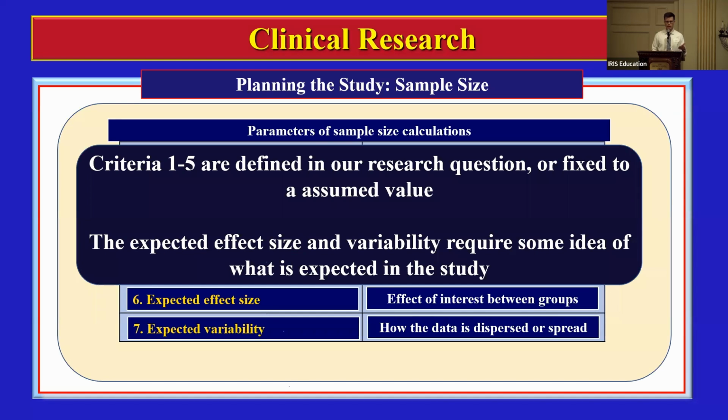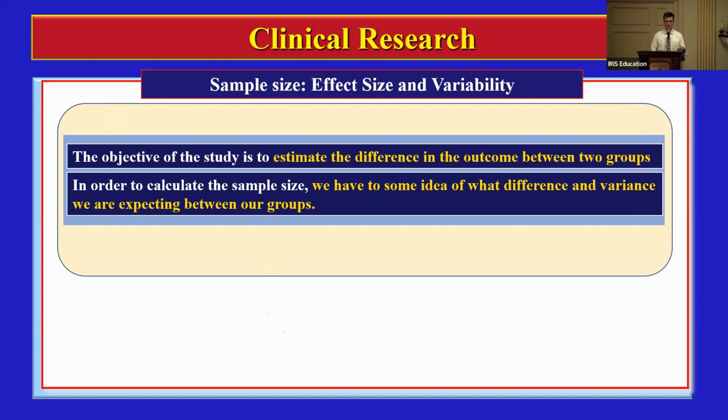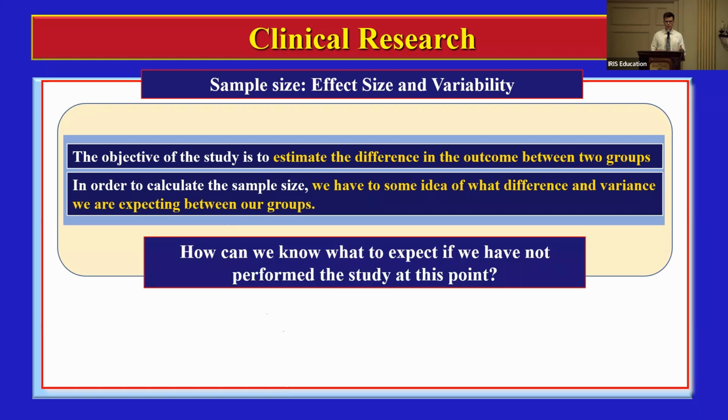And if you're thinking, how do you know what to expect if you haven't really performed your study in the planning phase yet? So we know the objective of our study is we want to estimate the difference between some outcome between two groups. And we are doing a comparison, so we need to perform a sample size calculation. So we need to have some idea of what that difference might be and what the variance might be. So how do we know what to expect if we haven't done our study at this point?